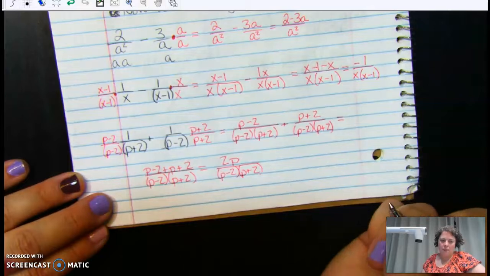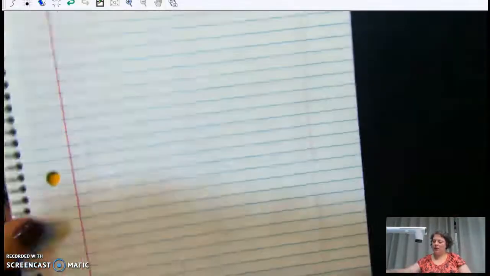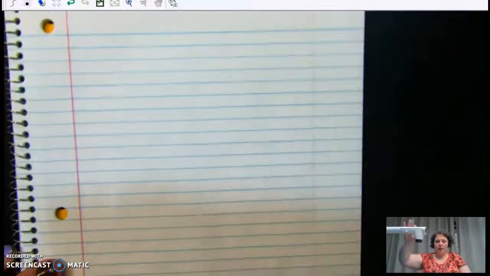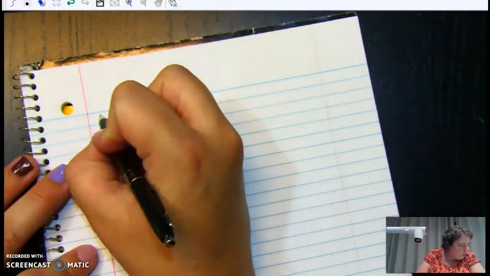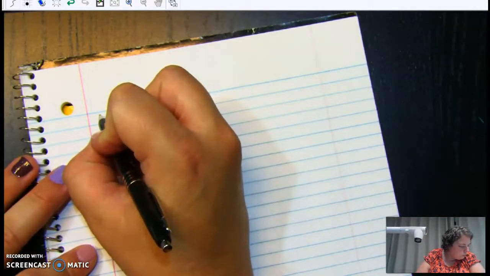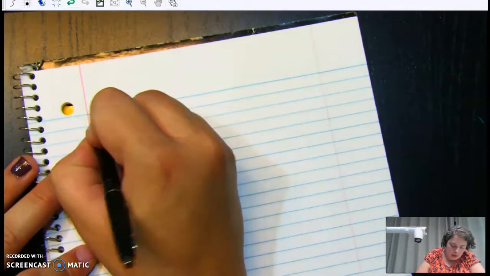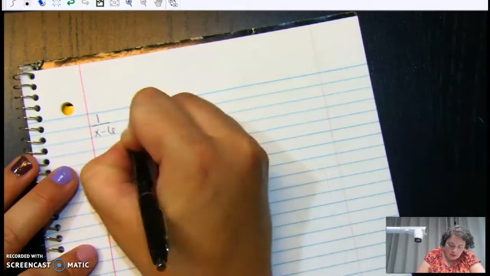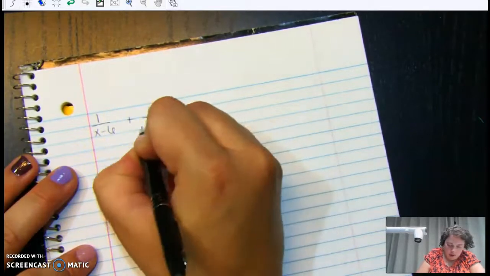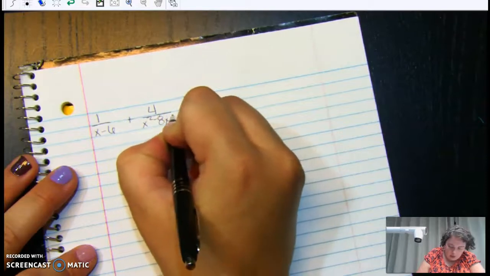Okay? All right, now I'm going to do maybe one more example, maybe two. We'll see what I've got time for. All right, so let's say we have, which example do I like better? Probably like this one better. 1 over x minus 6 plus 4 over x squared minus 8x plus 12.